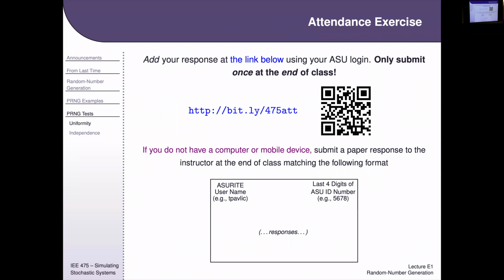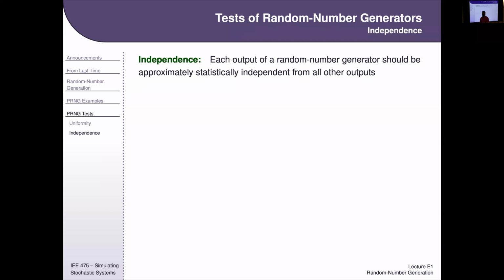All right, so the other tests that we need to cover are the independence tests. A random number generator has to be uniform and independent. Those are the two requirements of a pseudo-random number generator: uniformity and independence. So how do we test to see if our pseudo-random numbers are independent?